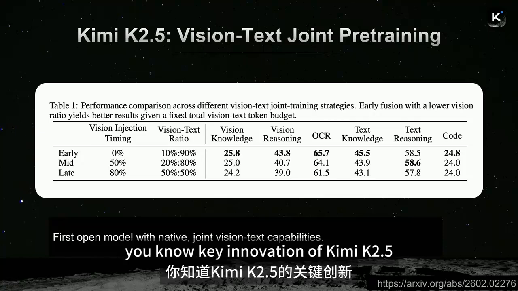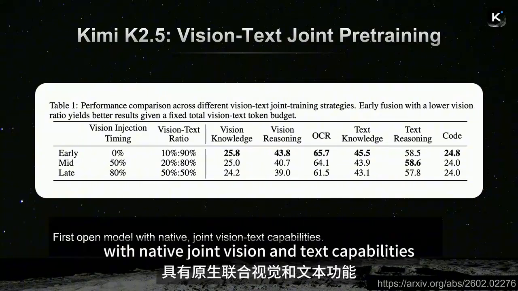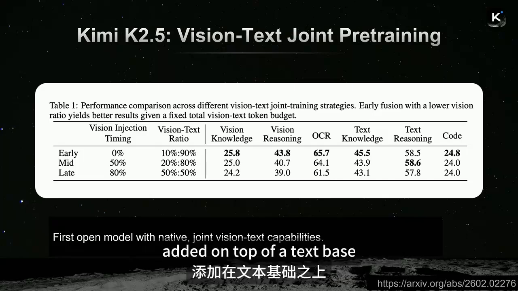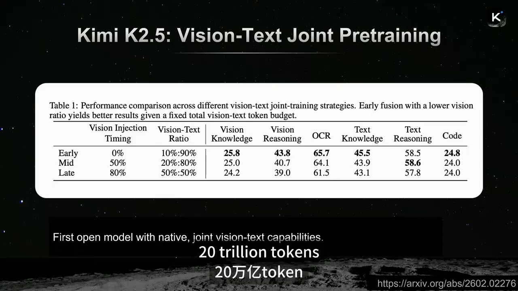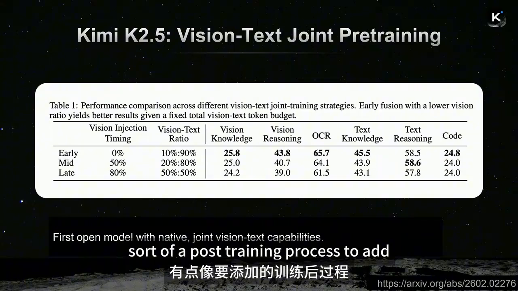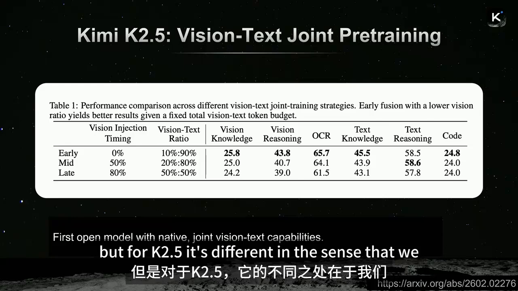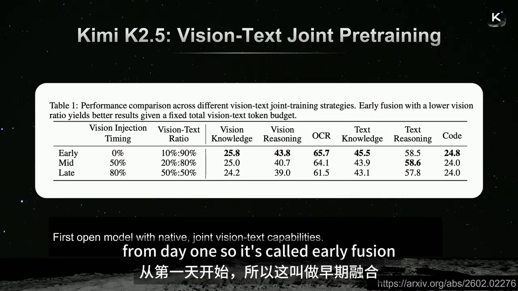Another key innovation of Kimi K2.5 is that it is the first open model with native joint vision-text capabilities. If you look at previous open models, usually their visual capabilities are added on top of a text base, meaning that, for example, if you train the text model for 20 trillion tokens, and then on top of it, you do another 2 trillion, sort of a post-training process, to add additional visual capabilities. But K2.5 is different in the sense that we fuse the training process of vision and text from day one. So it's called early fusion.